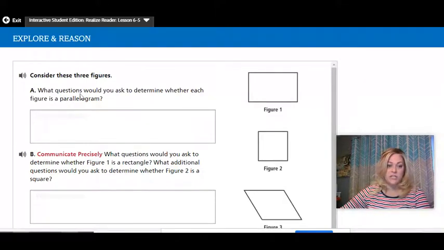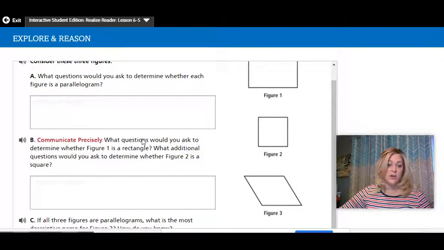So it says, what questions would you ask to determine whether each figure is a parallelogram? If you're talking about a parallelogram, what kind of things do you need to know? Think about angles, side lengths, parallel opposite sides, adjacent angles, or consecutive angles. Think of questions: what would you ask to determine if it's a parallelogram?